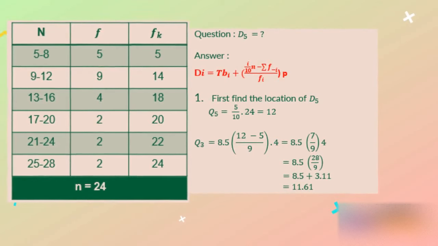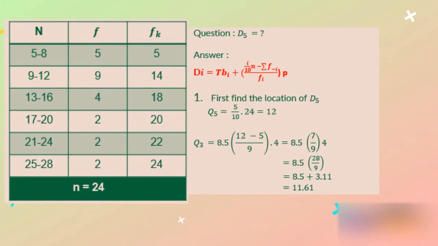Here we already have a frequency table that we have created from the previous data. The question is to find the value of D5. First, we have to determine the location of D5 with the formula i per 10 times n. Because D5, we fill the value of i with 5. So we write 5 per 10 times n. n is the number of frequencies. We count the number of frequencies, so we get 24. So we get 5 per 10 times 24 equals 12.